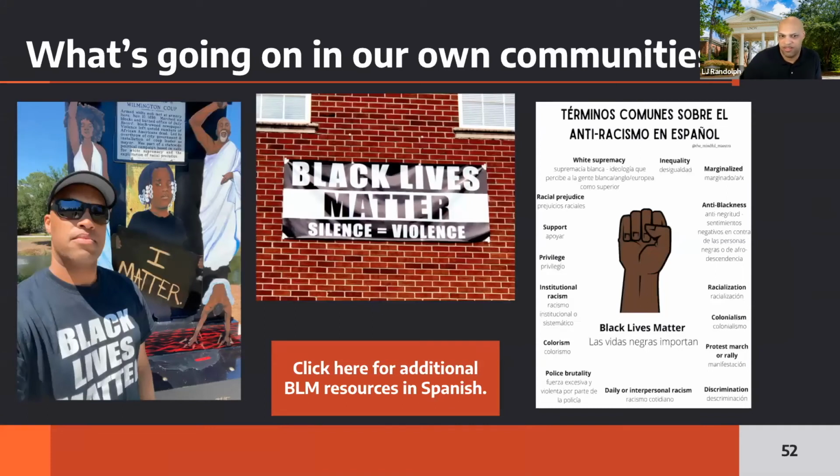We try to talk about the Black Lives Matter movement and how that is being carried out in our community and also in Spanish-speaking communities, both locally and around the world. Those first two photos are photos that I took on campus. We recently erected an artistic monument to honor the massacre of 1898. And then you'll see these banners all around campus about Black Lives Matter, silence equals violence.